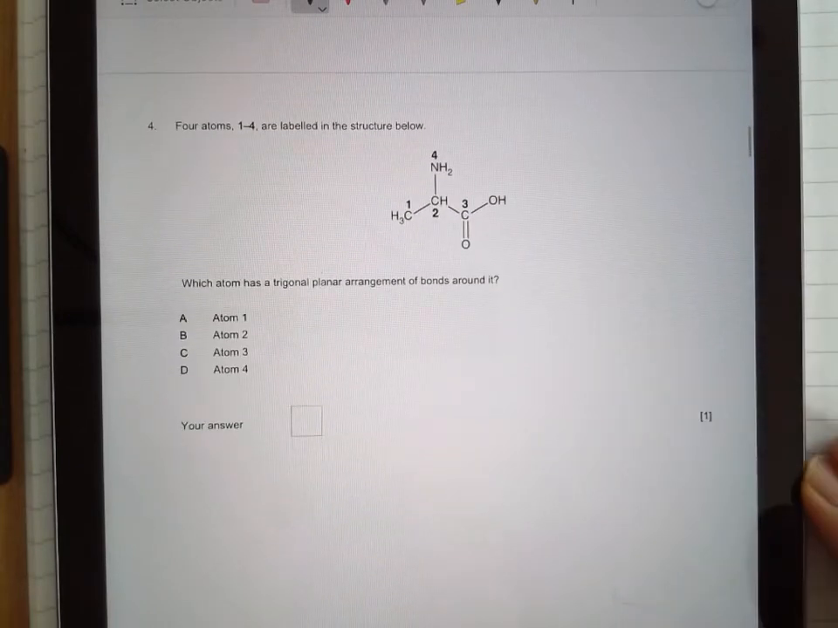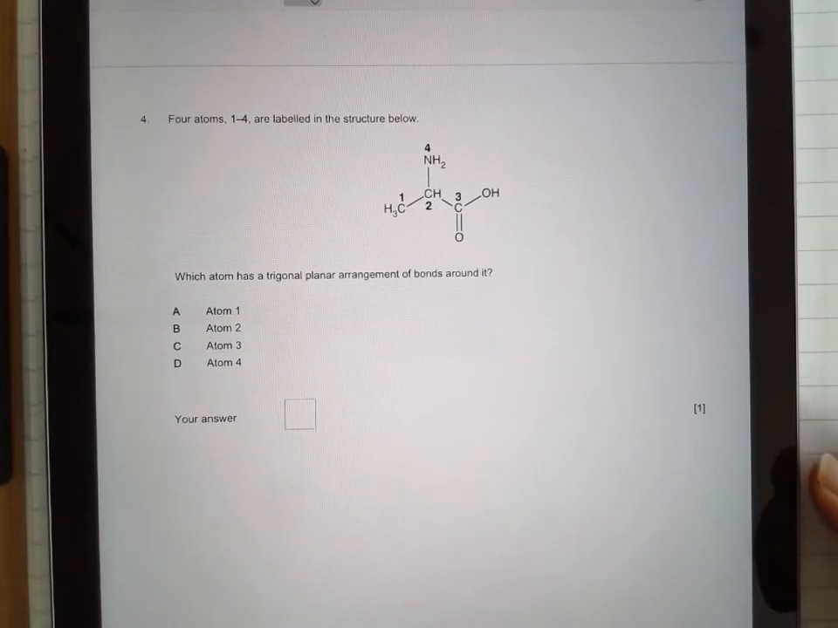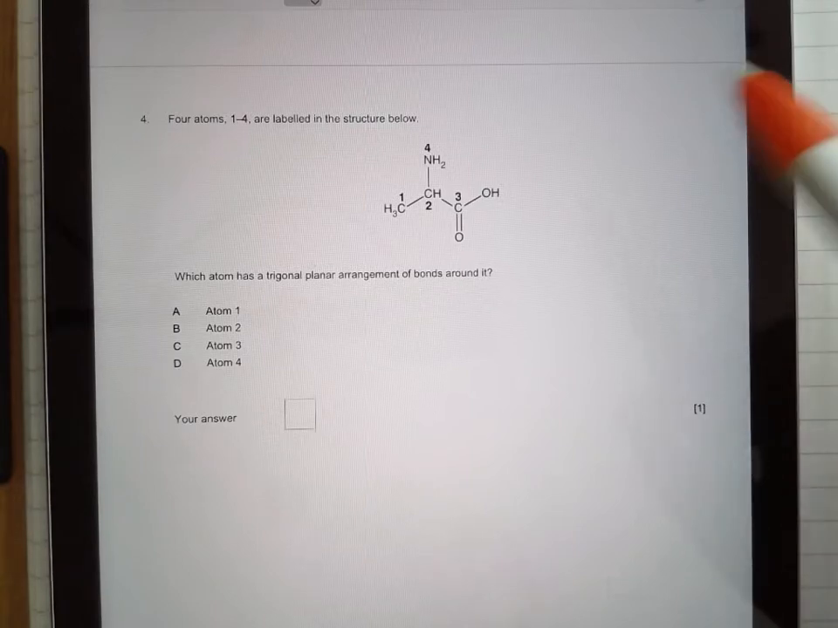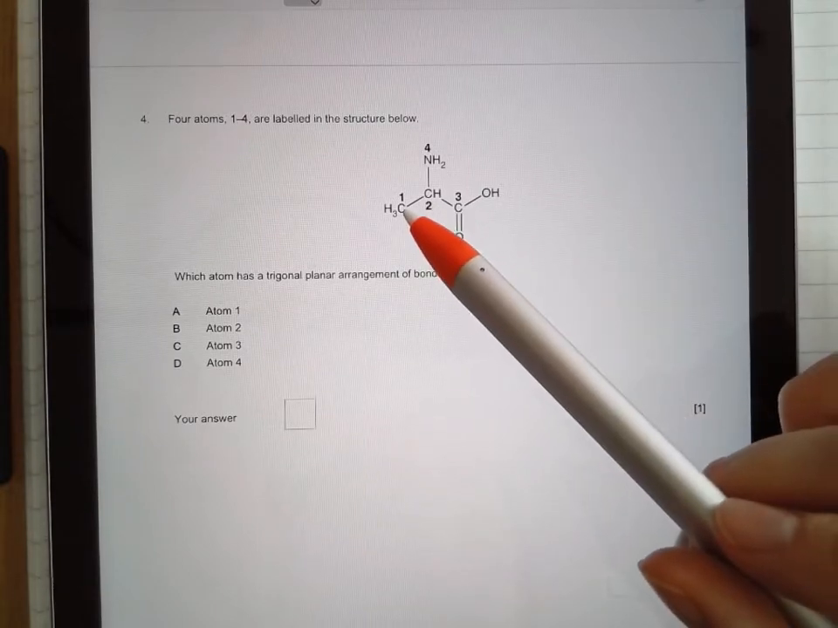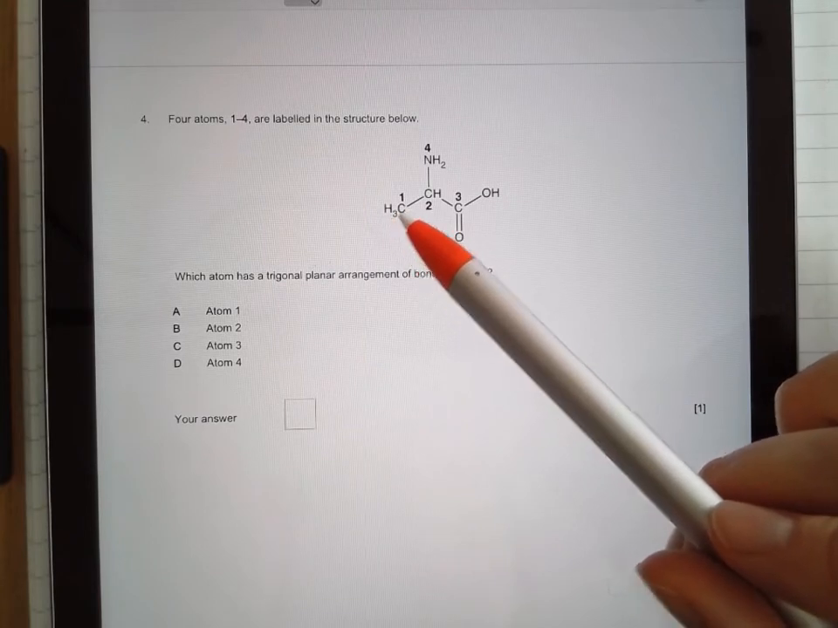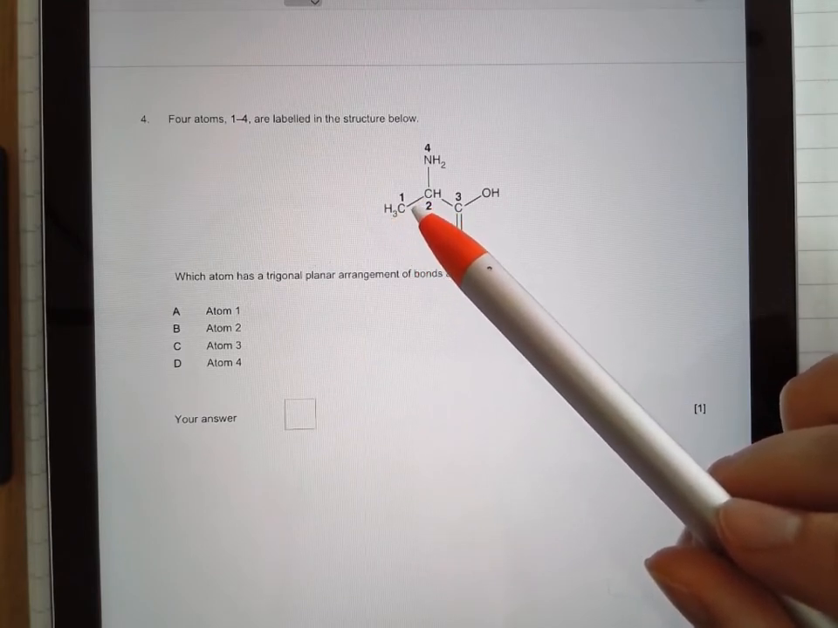Question 4, you've got 4 atoms labelled and they want to know the one that has a trigonal planar arrangement of bonds around it. To be trigonal planar, you need to have 3 bonding regions or 3 bond pairs. If I look at this carbon here, this carbon is bonded to 3 hydrogens and 1 carbon. So it's got 4 bonds around it.